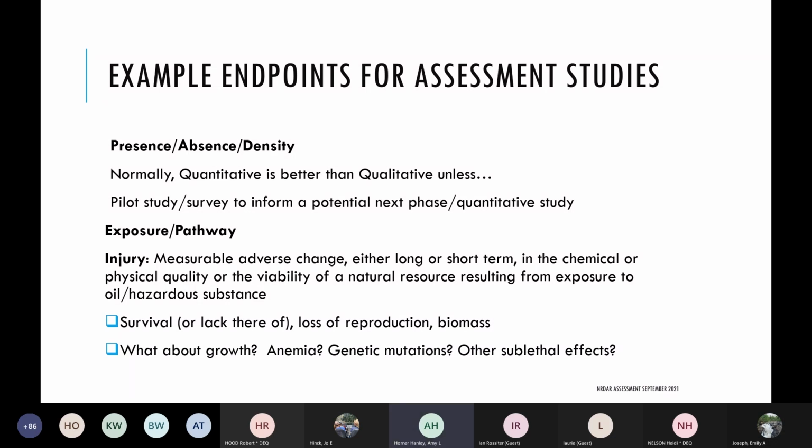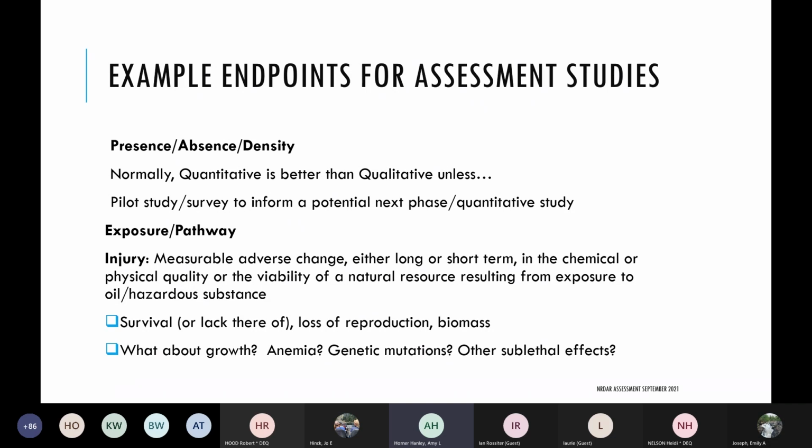There are other endpoints, right? Especially in some lab tox studies, they look at growth. Sometimes you can say, oh, there's anemia, maybe there's genetic mutations, maybe there are these other sublethal effects. And so they are injury.